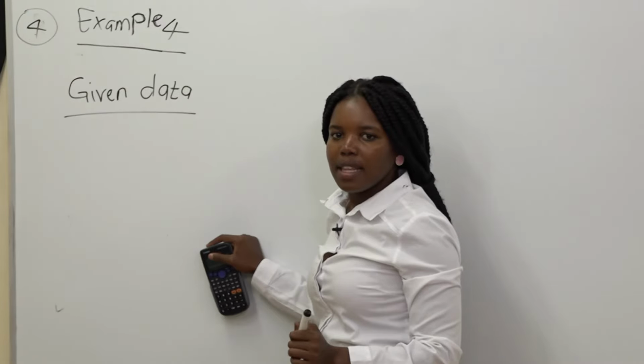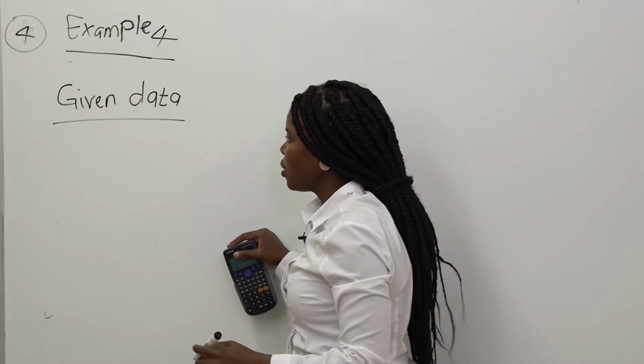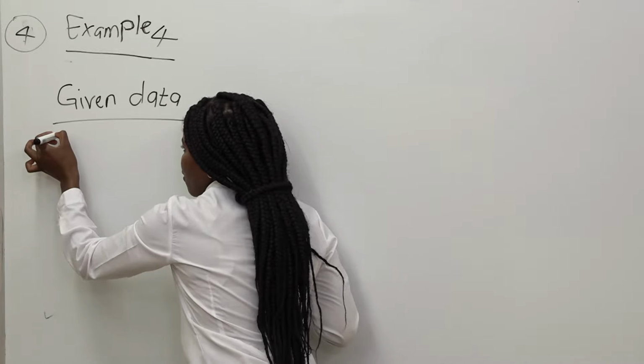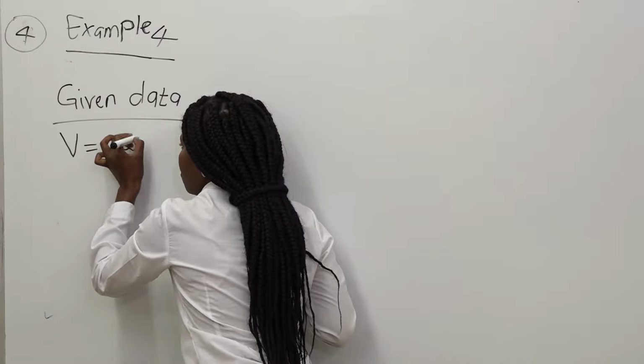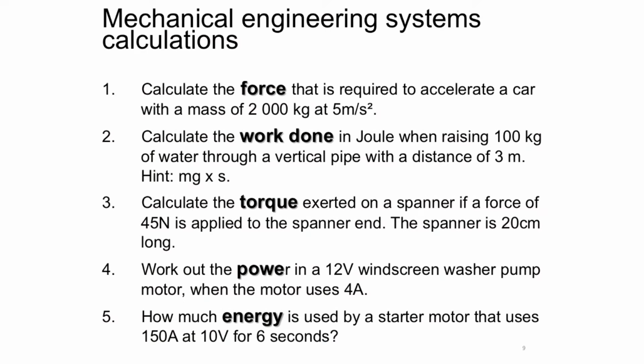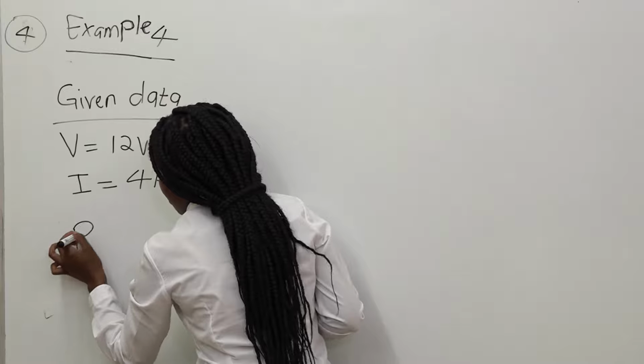Our given data: we are given 12 volts, which is the voltage, V. And we are also given our current as 4 amps. And we are required to calculate the power.